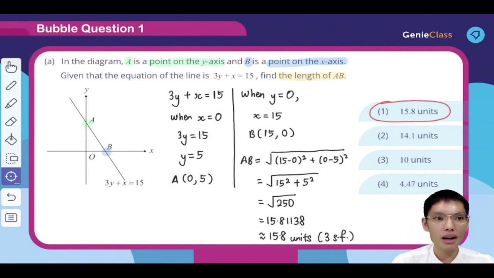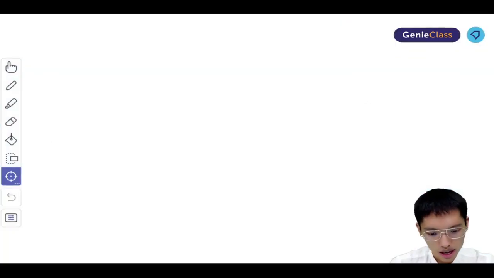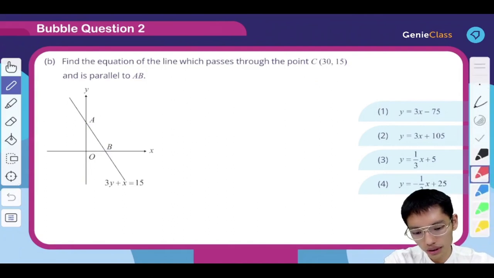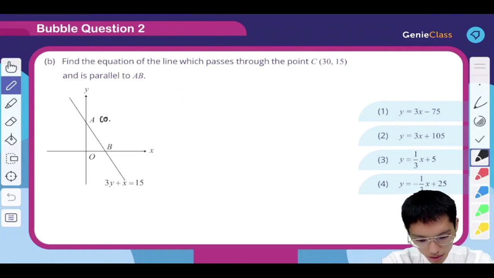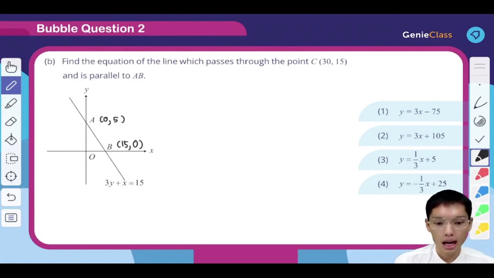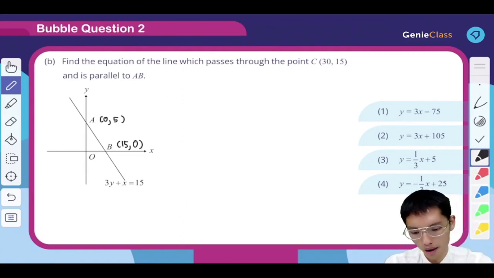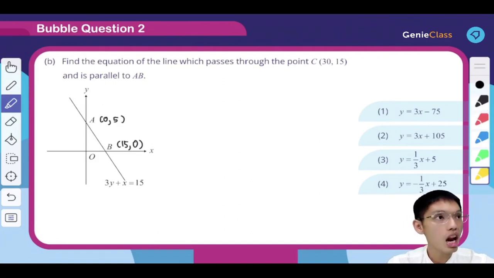Now following up, what type of questions can I have for coordinate geometry? I want to find the equation of the line which passes through another point and is parallel to AB. So what does it mean to be parallel? A is 0, 5. B is 15, 0. That's to write it out for you. I want it to pass through a point and it's parallel. So what does parallel mean?